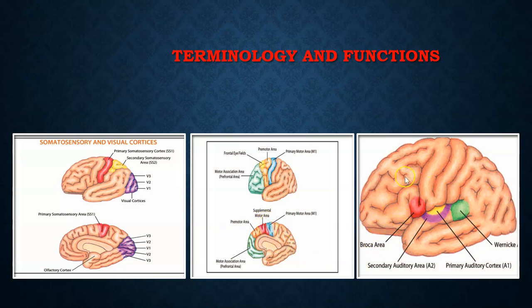And the lateral view again, so the Broca's area, that's on the lateral view of the frontal lobe. This is the Broca's area. So Broca's area is responsible for speech production. Okay. And this is Wernicke's area.